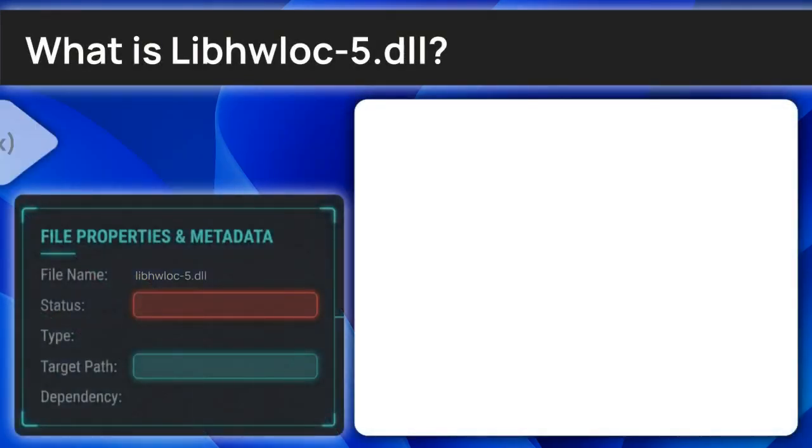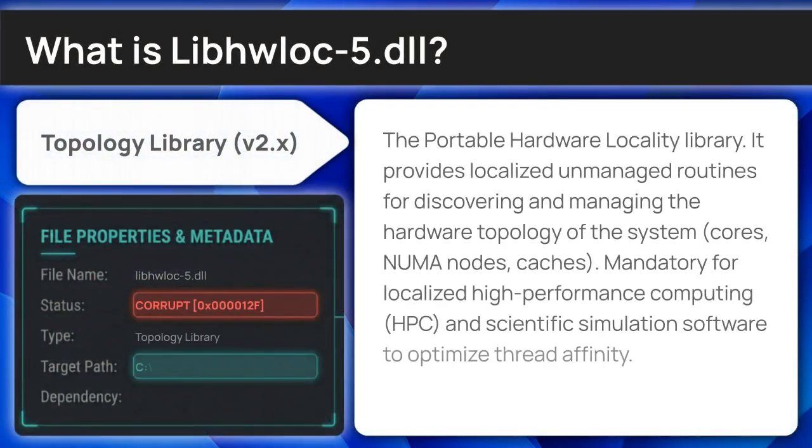This is the libhwloc-5 library, the Portable Hardware Locality library. It provides localized unmanaged routines for discovering and managing the hardware topology of the system: cores, NUMA nodes, caches. Mandatory for localized high-performance computing (HPC) and scientific simulation software to optimize thread affinity.